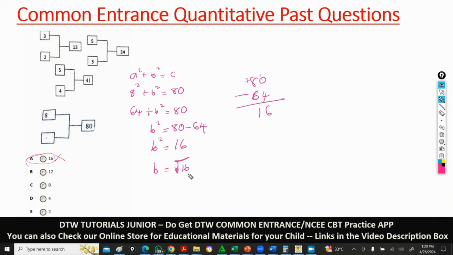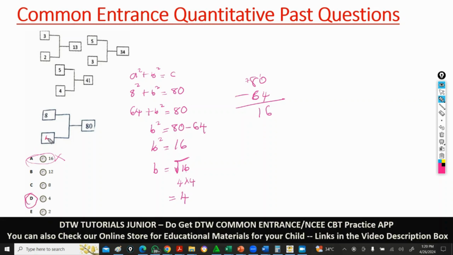To find the square root of a number, you have to look for a number lower than 16, that when you multiply that number twice, it will give you 16. Do you understand me? So when I do 4 times 4, it gives me 16. So the square root of 16 is equal to 4. So our answer here is 4, which is D.